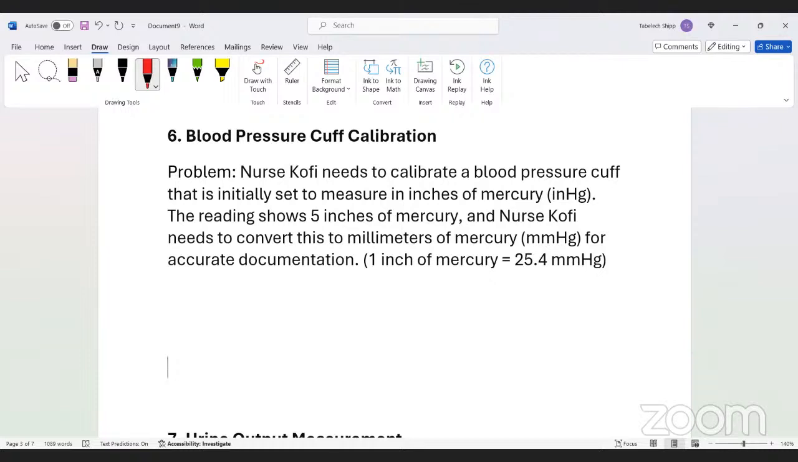So in this next problem that deals with blood pressure, Nurse Kofi needs to calibrate a blood pressure cuff that is initially set to measure in inches of mercury. The reading shows 5 inches of mercury, and Nurse Kofi needs to convert this to millimeters of mercury for accurate documentation. 1 inch of mercury is equal to 25.4 millimeters of mercury. Oh no, Justice, we got to reverse those numbers, honey. We're going to have to reverse that.